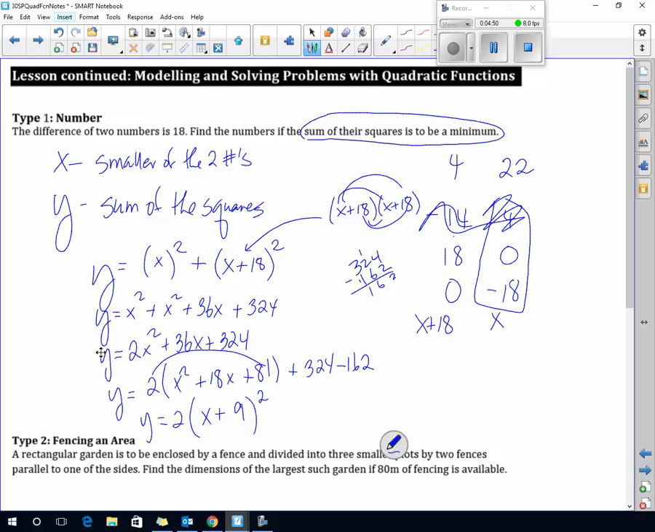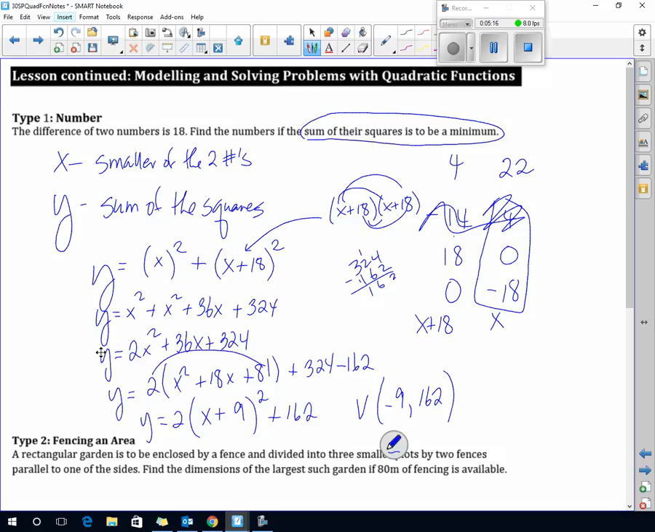So, why is it negative 9? Because the form is x minus p, so my p must have been a negative 9 in order for it to be a plus, right? Okay, so now we need to find the answer. It says find the numbers. So what are the numbers? The smaller number is your x. So the numbers are -9.